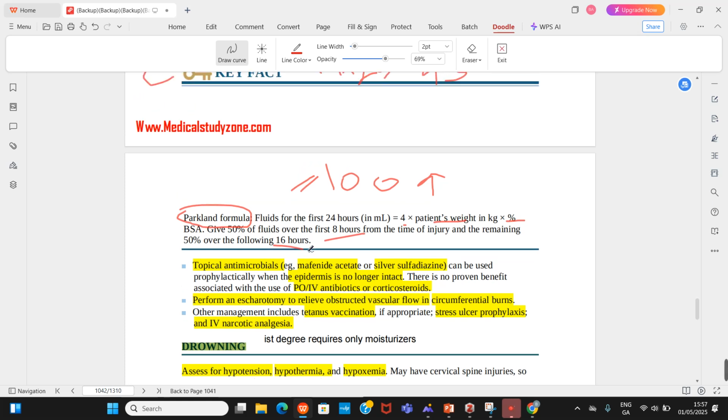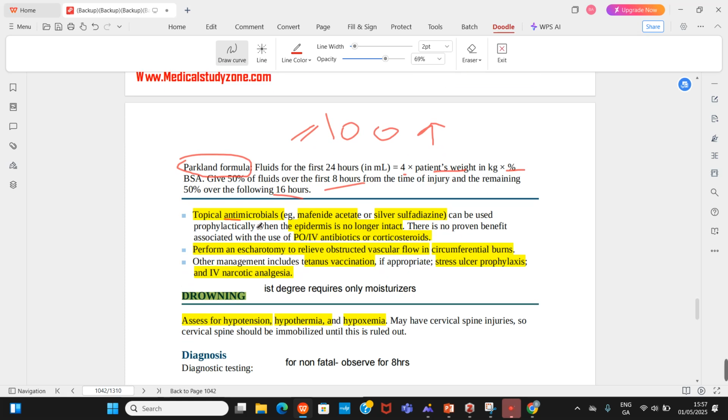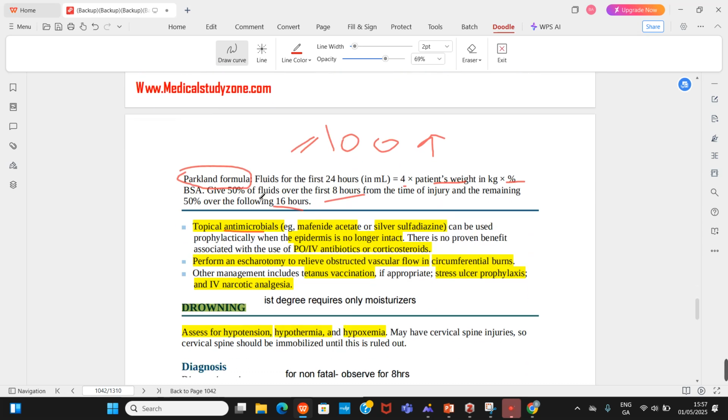Then, of course, because the skin is denuded, there's a break in the skin, you might want to give some antimicrobial so that you don't allow Pseudomonas and all those things to enter. But that is not the time to be giving anti-Pseudomonal agents. So what they use is mafenide or silver sulfadiazine. Never go and pick ceftriaxone. You are going to be wrong.